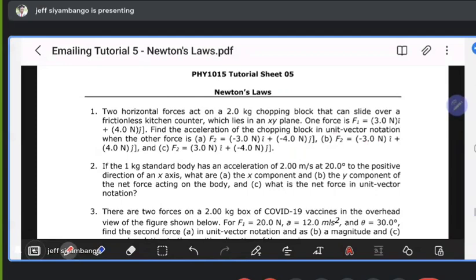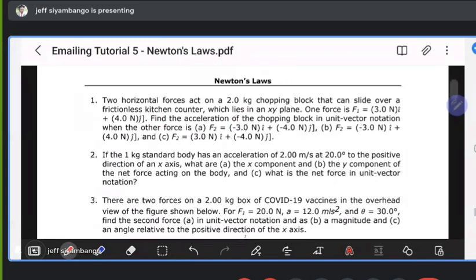Now, the first thing that we want to understand is this notation that they are using. It's perhaps among the things that we didn't look at last time. F1 here, the vector F1, is being given as 3.0 newtons i plus 4.0 newtons j. And then we have those funny hats there.